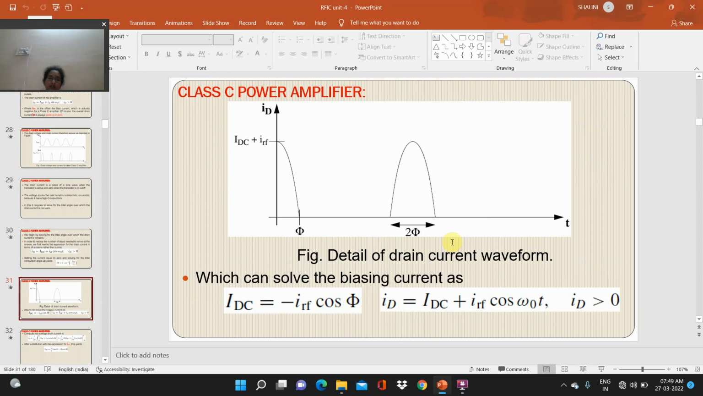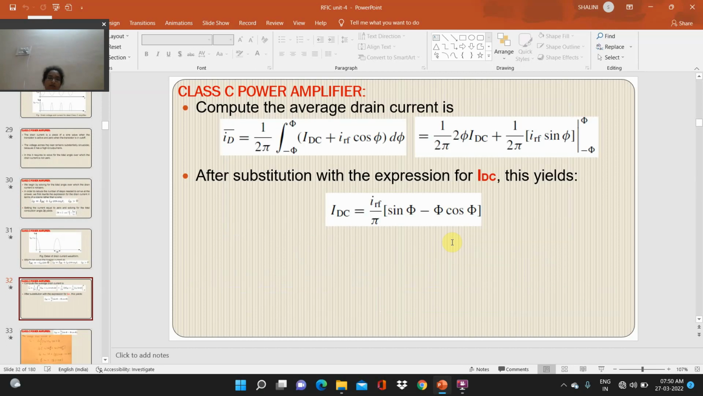The detail of the drain current waveform is shown below, from which we can solve for the biasing current as IDC is equal to minus IRF cos phi, and also ID is equal to IDC plus IRF cos omega naught t when ID is greater than 0. This is the condition for the drain current and the drain biasing current.